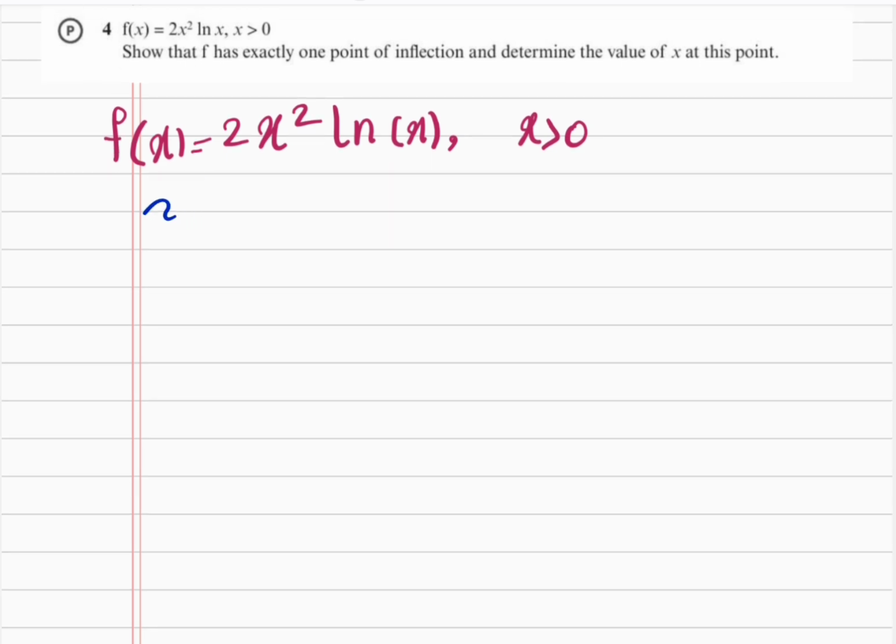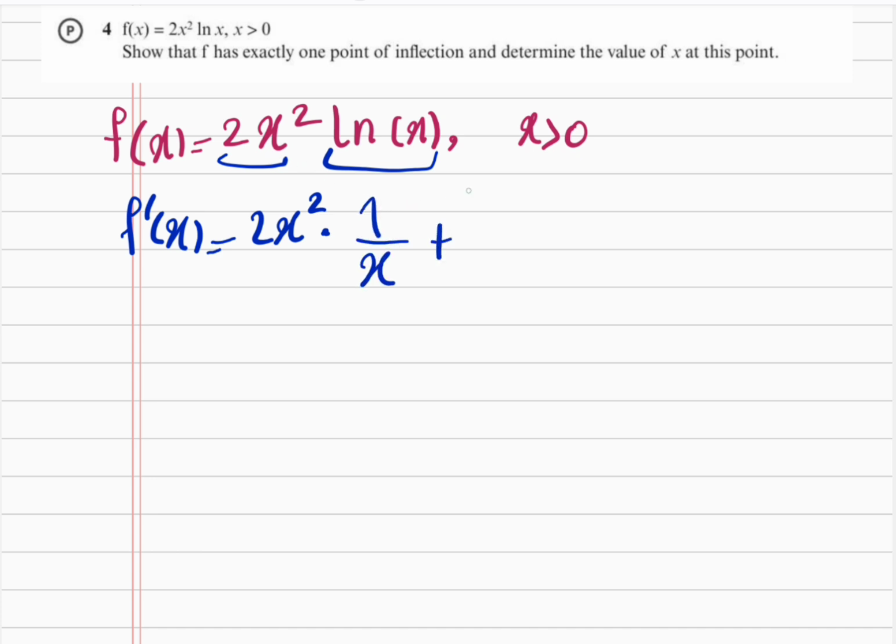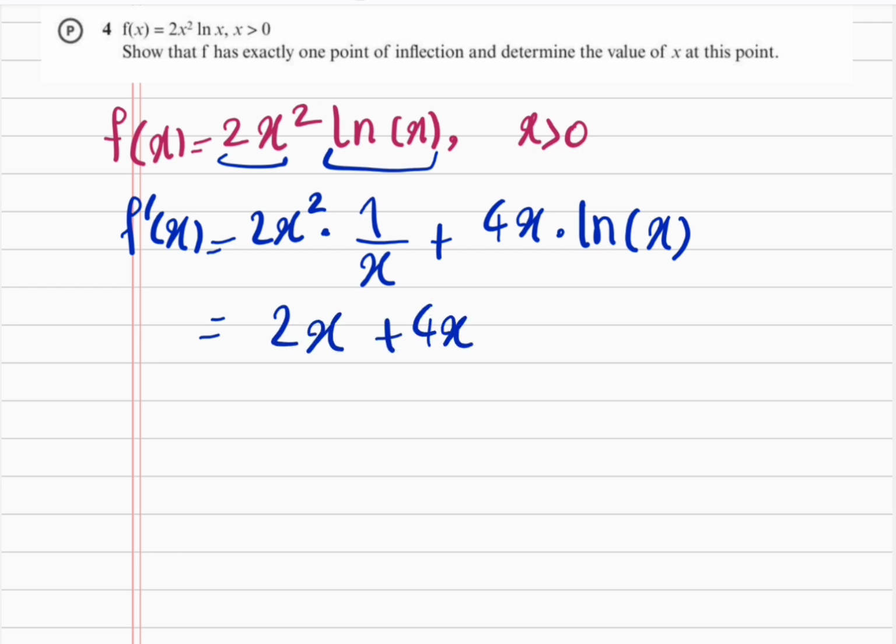Now in this case, we are first going to find the second derivative of the function. So f dash x is equal to, remember it's a product rule because we have two different functions. So I'm going to write down the first function times the derivative of the second function. Ln x differentiates to 1 over x, plus the derivative of the first function, which is 4x, times the second function, which is ln x. And we can simplify this. So we are going to get 2x plus 4x ln x.